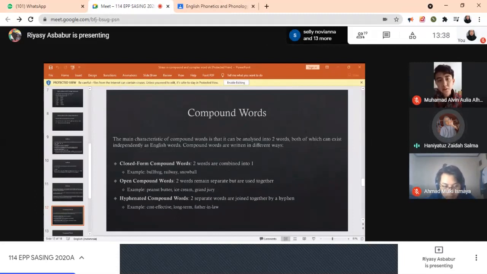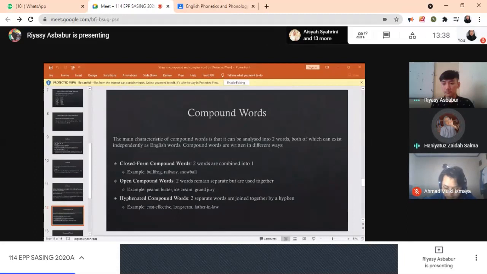The second is open compound words, that is, two words remain separate but are used together. For example, peanut butter, ice cream, and grand jury. And the final type of compound word is hyphenated compound words. This is when two separate words are joined together by a hyphen. For example, cost-effective, long-term, and father-in-law. Next slide, please.